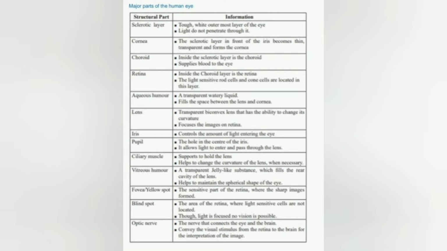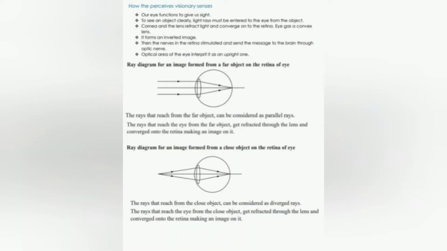Though light is focused, no vision is possible. Optic nerve: the nerve that connects the eye and the brain. Conveys the visual stimulus from the retina to the brain for the interpretation of the image. How the eye perceives visionary senses: our eye functions to give us sight.